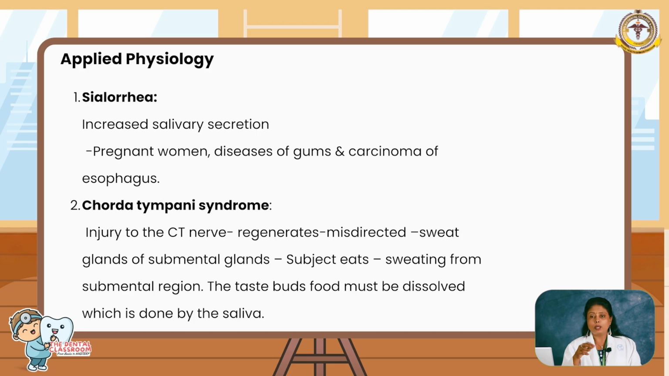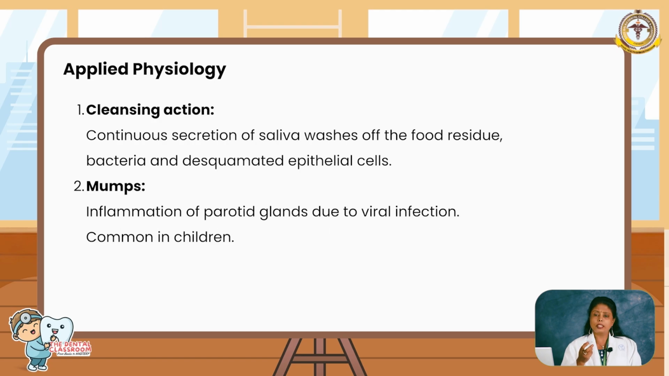Then sialorrhea is the opposite of this, an increase in salivary secretion that you can see in pregnant ladies, then those who are having diseases in the gums and carcinoma of esophagus. Then mumps is an inflammation of the parotid gland due to viral infection, and it is very common in children. It is a swelling of the parotid gland and it is a painful condition.